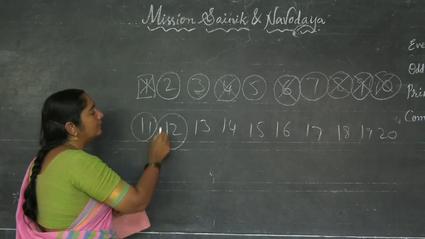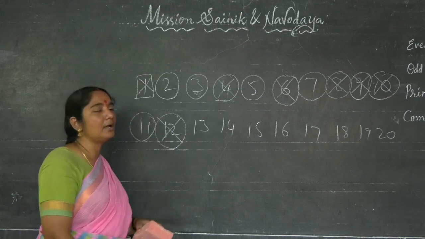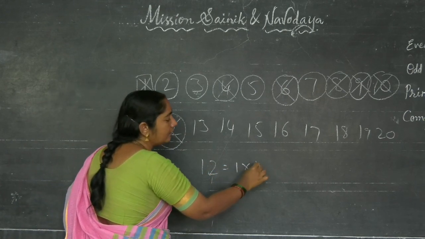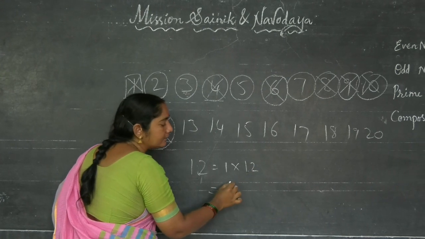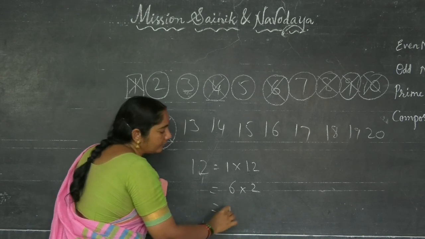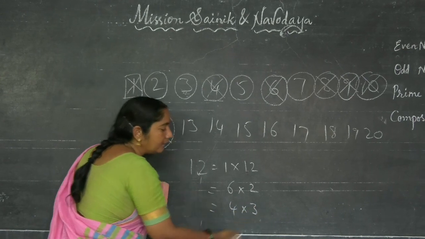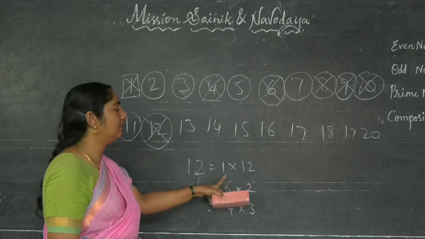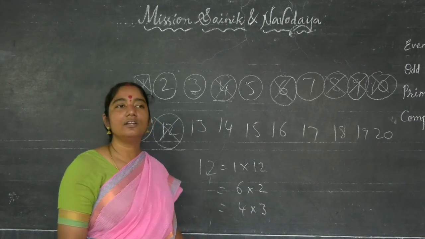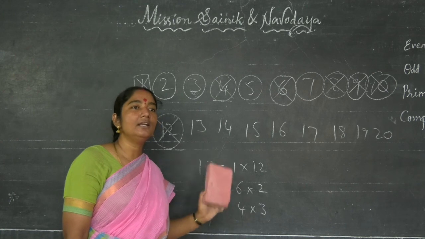Now 12. 12 is not a prime number. It is a composite number because you can write 12 as 1 into 12, or you can also write it as 6 into 2, or you can also write it as 4 into 3. See, all these are the factors: 1, 2, 3, 4, 6, 12. How many are there? So 12 is not a prime number. It is a composite number.